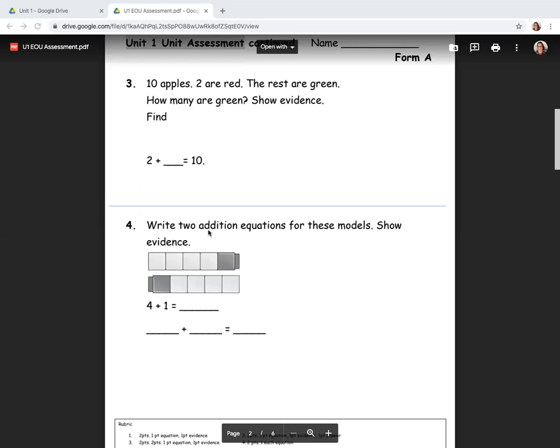Write 2 addition equations for these models. Show evidence. You have one model here where you have 1, 2, 3, 4 gray and 1 dark. Below it, you have 1 dark and 1, 2, 3, 4 gray. The first equation is done for you. You need to solve for the total. Write a separate equation that's different than the first.